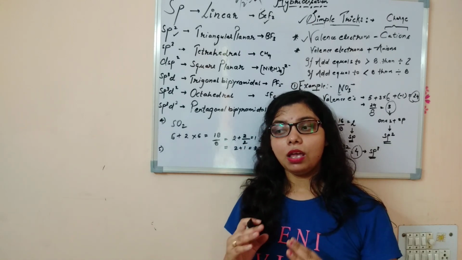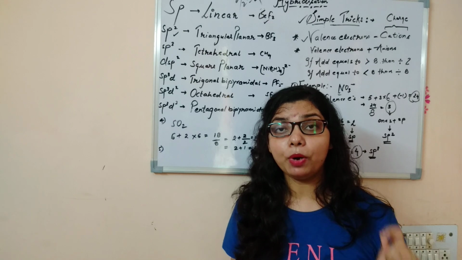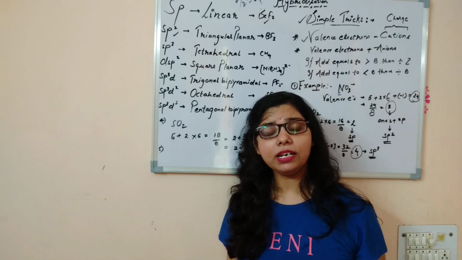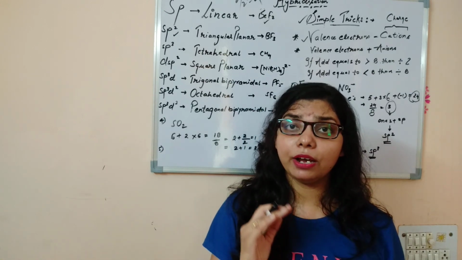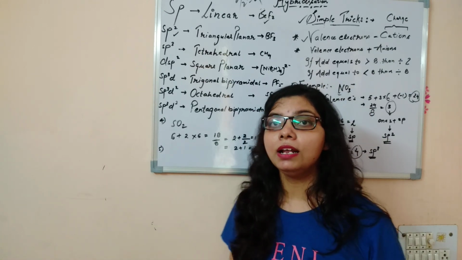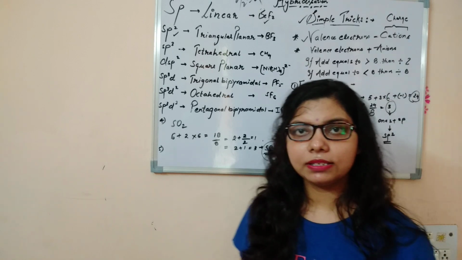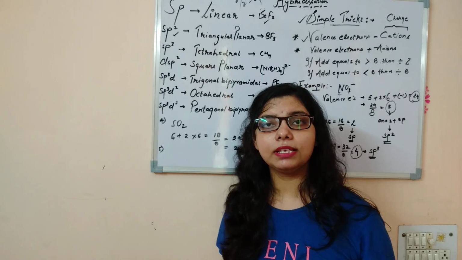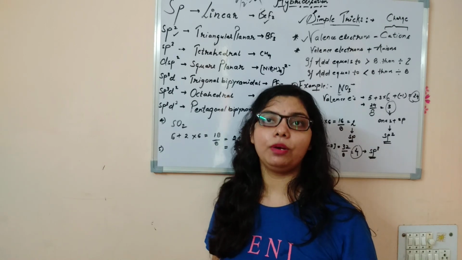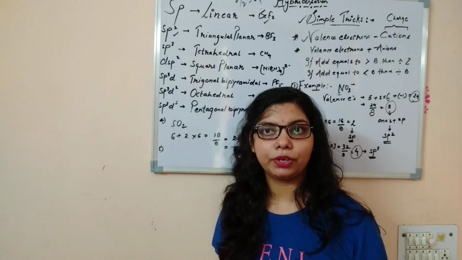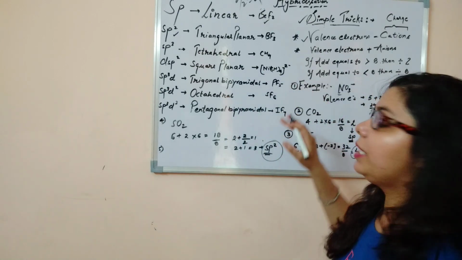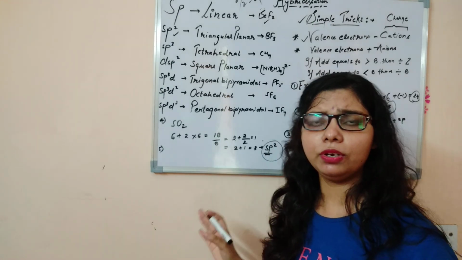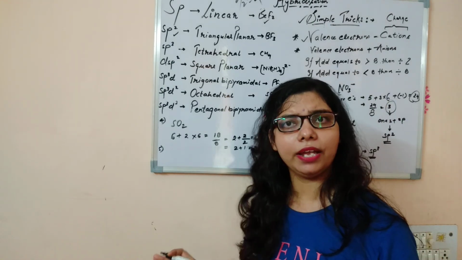If a positive, that is cationic, compound is there, then you have to subtract the charge. If an anionic compound is there, you have to add the charge. That means if there is a minus charge, you add it to the valence electrons. If there is a cation charge, you subtract it from the valence electrons. I am taking a very simple example in front of you, but you can apply my trick to any example.